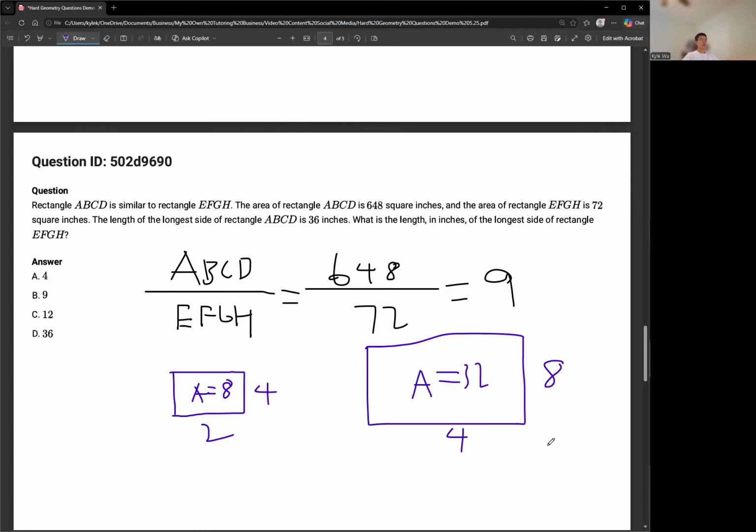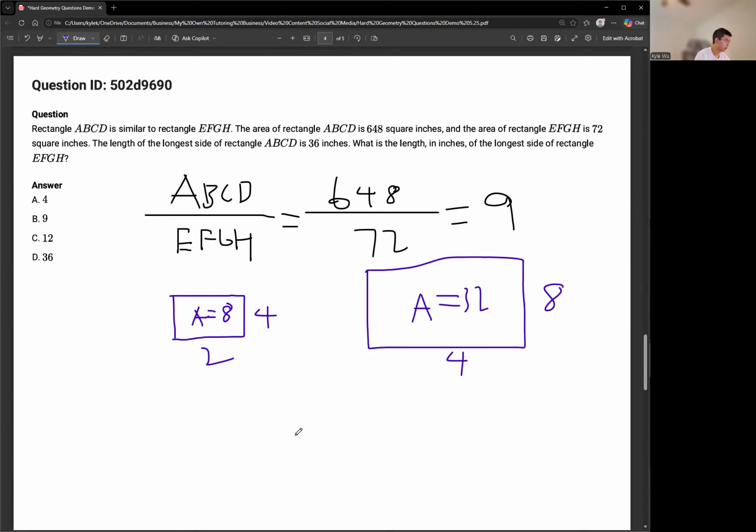I want you to notice something here. Every side length in that bigger rectangle is twice as big as the side lengths in the smaller rectangle. But the area of the bigger rectangle is 4 times as big as the area of the smaller rectangle. And if you write out the equation, the area of a rectangle is length times width. Using that equation, it's actually easy to see why.